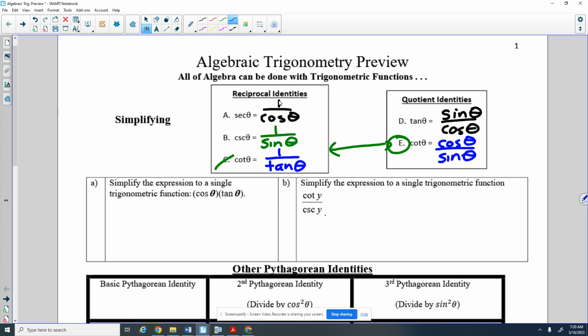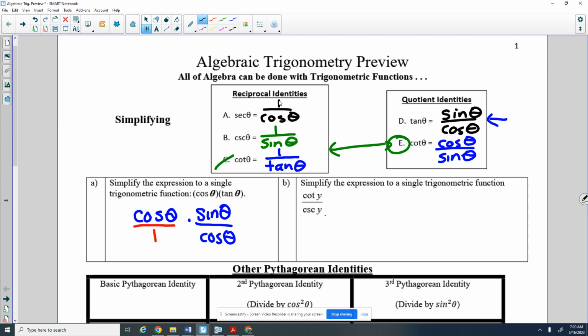So here's our first problem. It says simplify the expression to a single trigonometric function. I have cosine of theta times tangent of theta. So this is cosine of theta, and in the place of tangent of theta, I can plug in sine of theta over cosine of theta. Now, since I have a fraction, I'm going to make the other part a fraction.